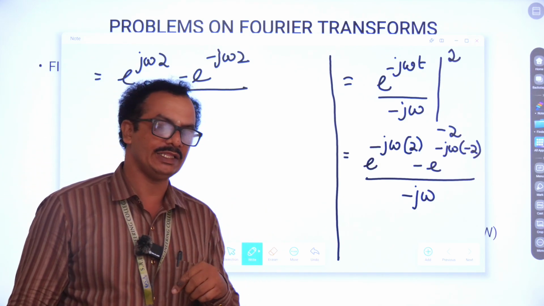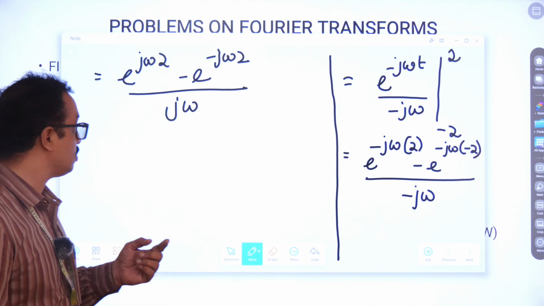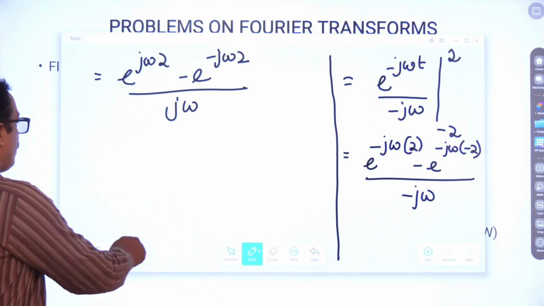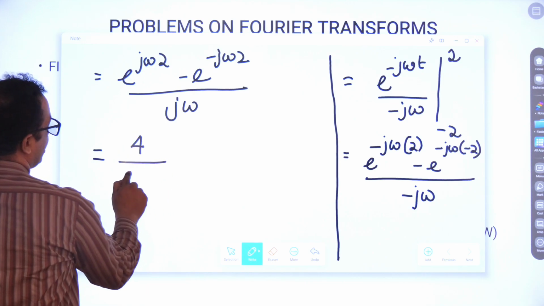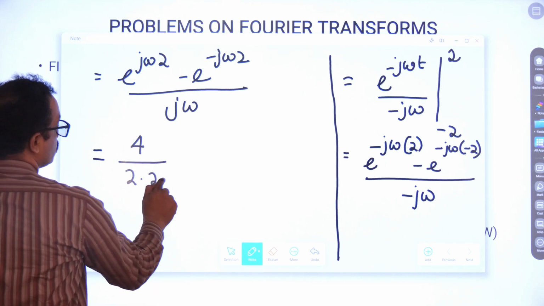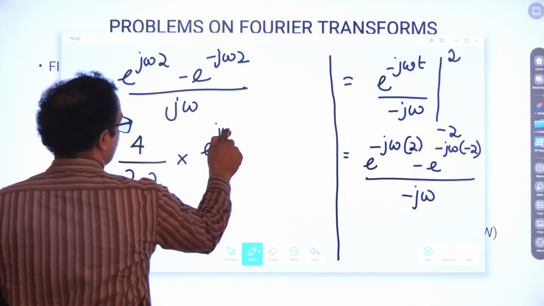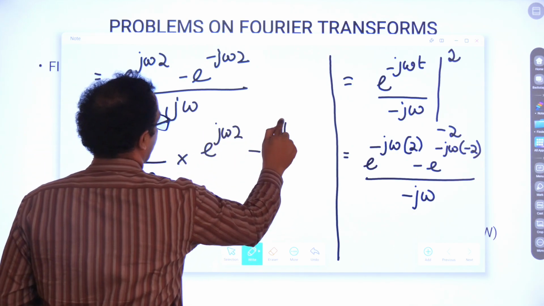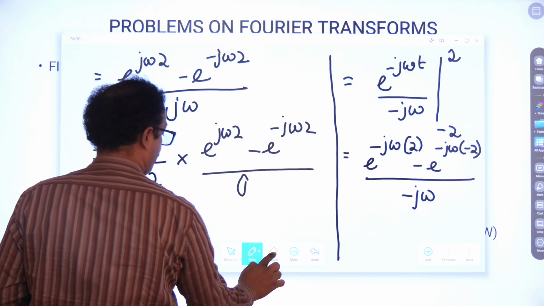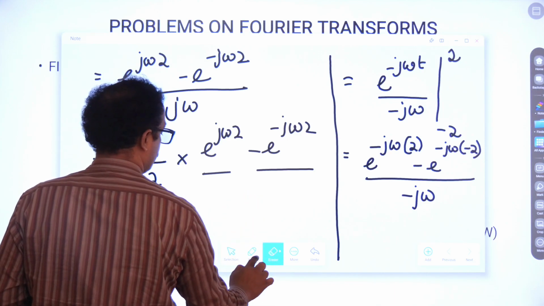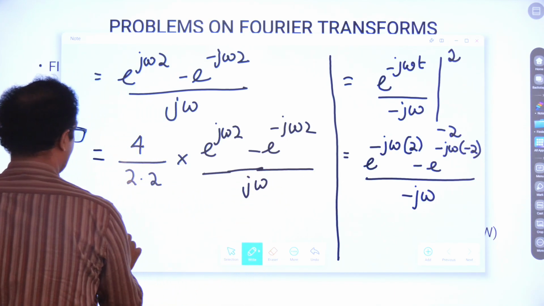In order to make a sine theta, I should get (e power j theta minus e power minus j theta) by 2j, so two parameters are missing. In order to simplify, what I can do is multiply and divide by 4. In the denominator you make the 4 as 2 into 2. Then you substitute the remaining terms, e power j omega 2 minus e power minus j omega 2 by j omega.